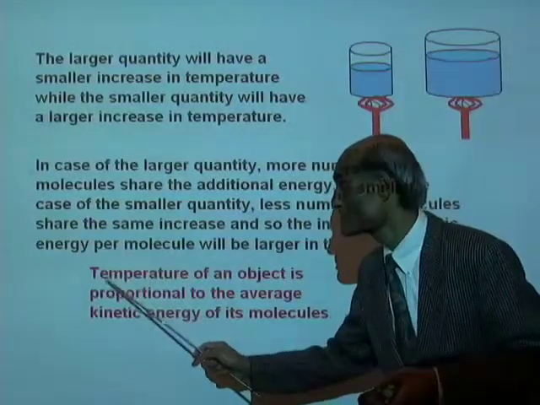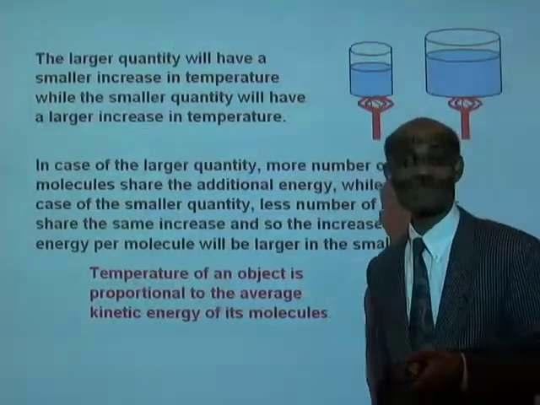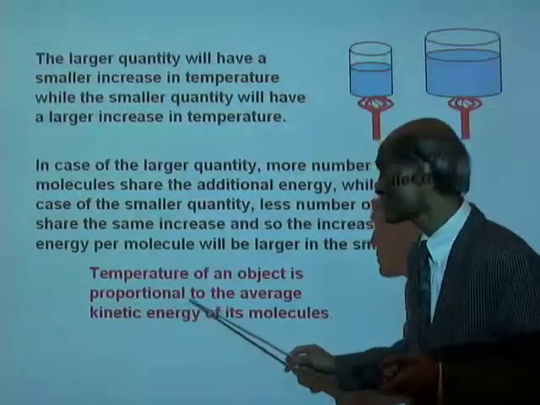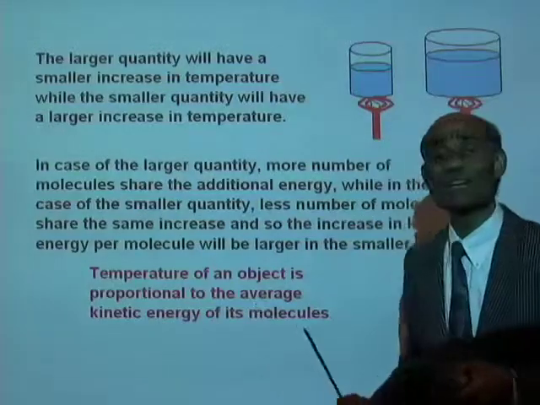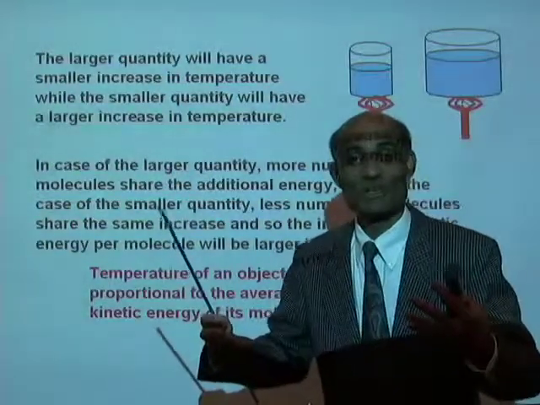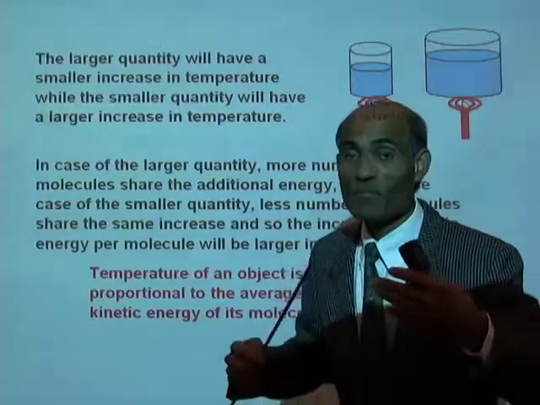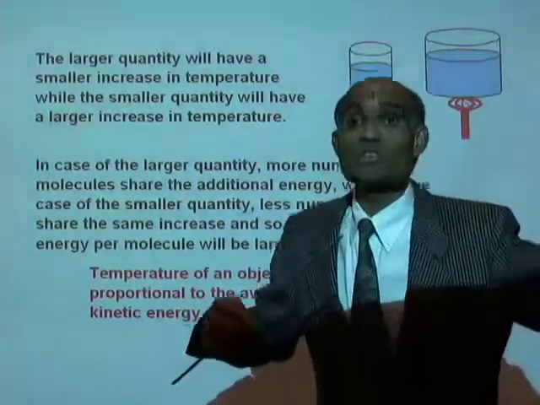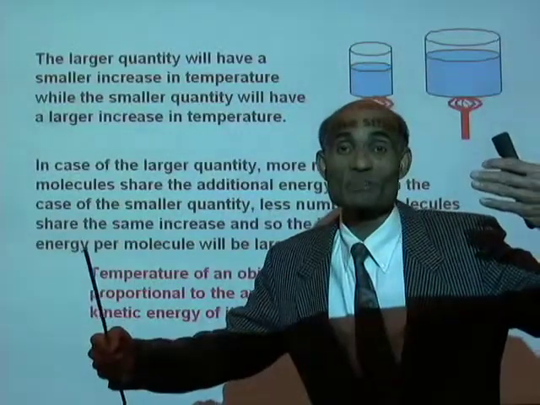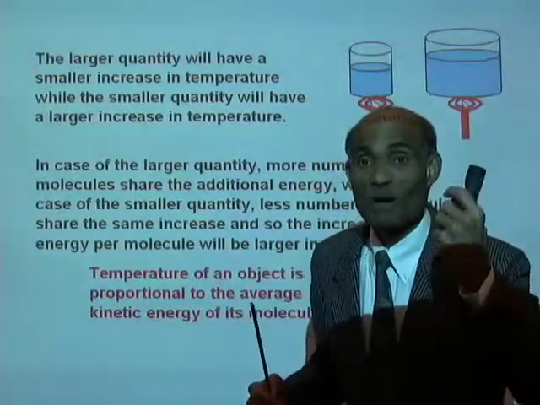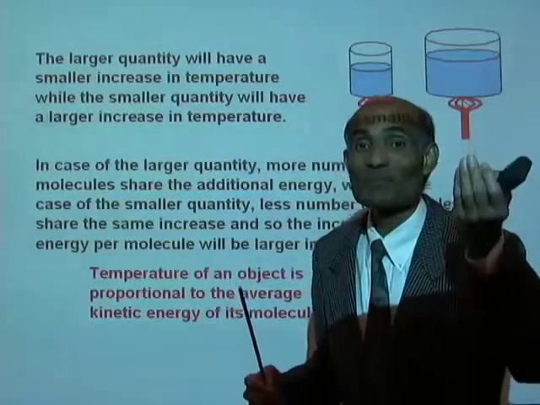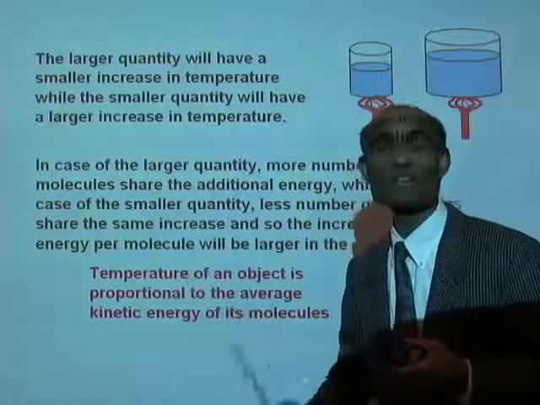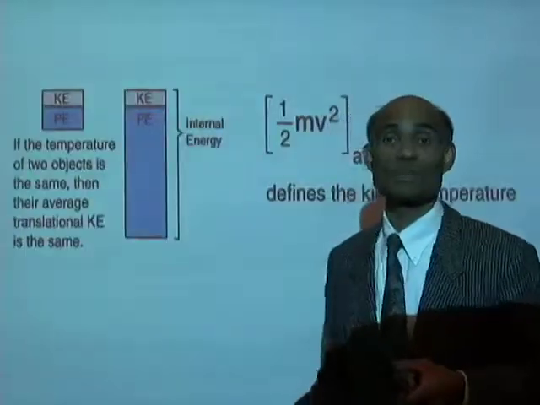Can we use that to define temperature? Look at the way I have defined temperature. Temperature of an object is proportional to the average kinetic energy of its molecules. So if the molecules of a substance have average kinetic energy greater than the molecules of another substance, we would say the temperature of the first substance is greater. Temperature is proportional to the average kinetic energy of the molecules of that substance.